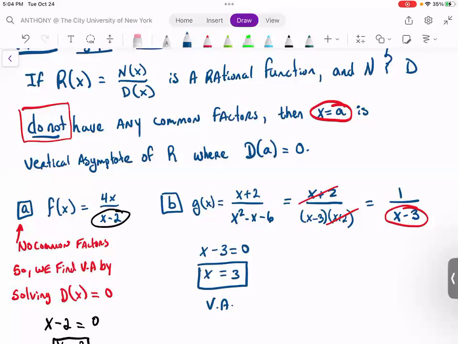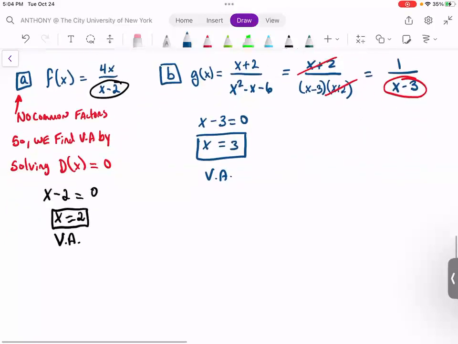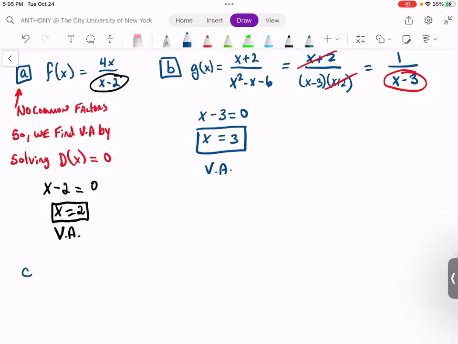All right. Let's try this again so that way we can get the hang of it. All right. Let's look at part C. Let's say if I give you part C, h of x is x squared minus 36 over x minus 6. In this example, you first want to write both numerator and denominator in factor form.